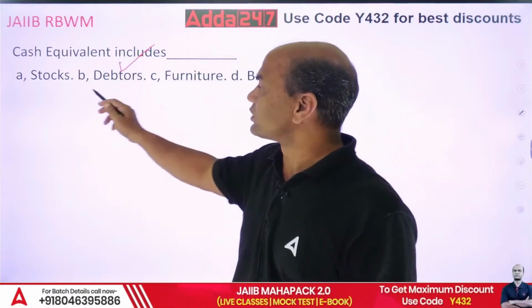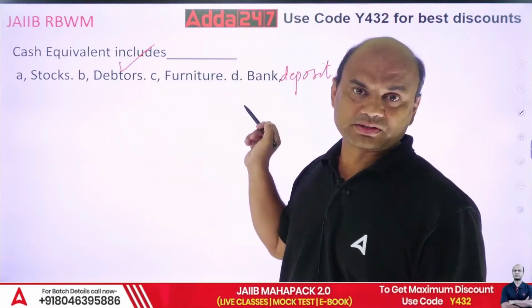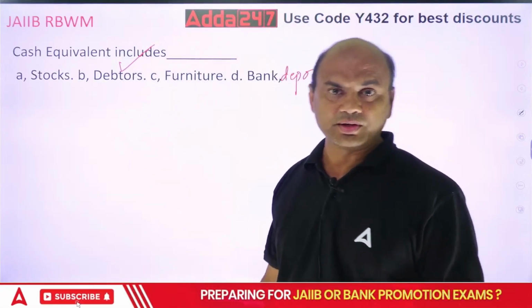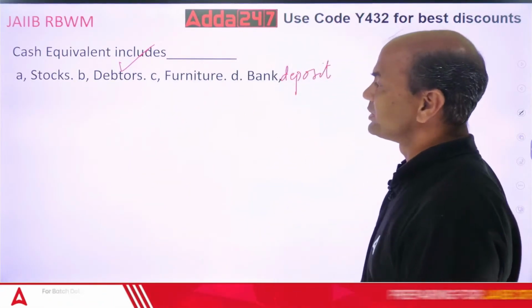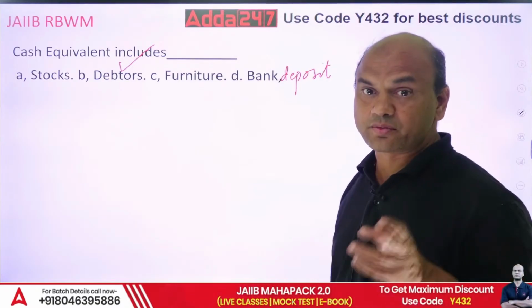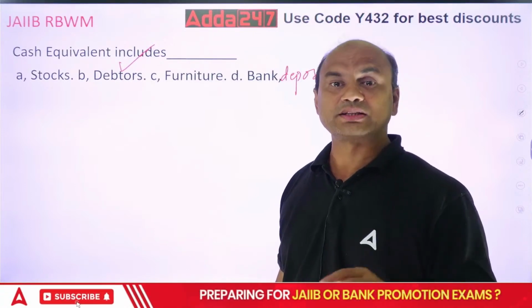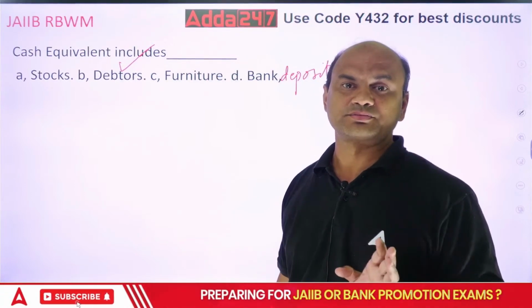So right now the answer over here, if I give you these options, is very clear: debtors. Okay? Cash equivalent is debtors, because there are only two elements in liquid assets. These are all liquid assets. There are only two elements: one is cash and second is debtors. Okay?